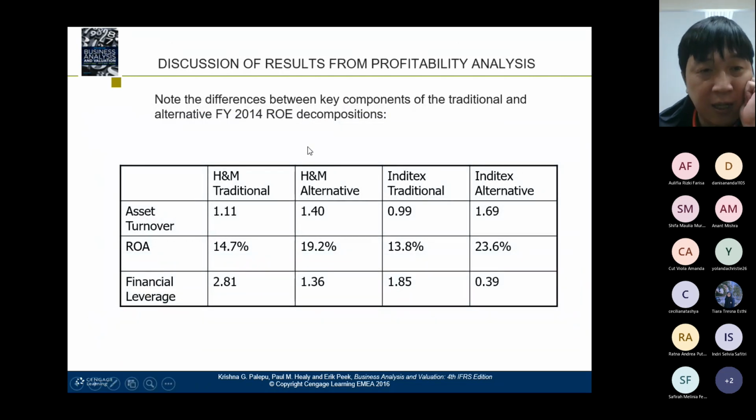Okay, so here the traditional alternative here, so asset turnover, this one, ROA, this one.